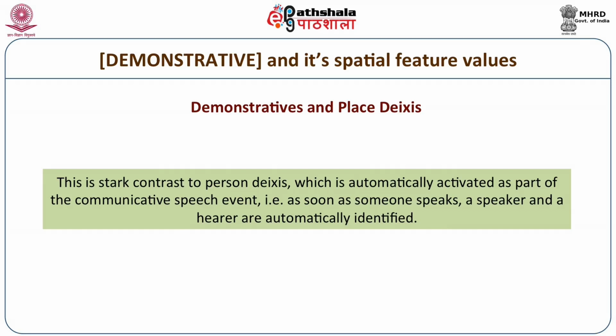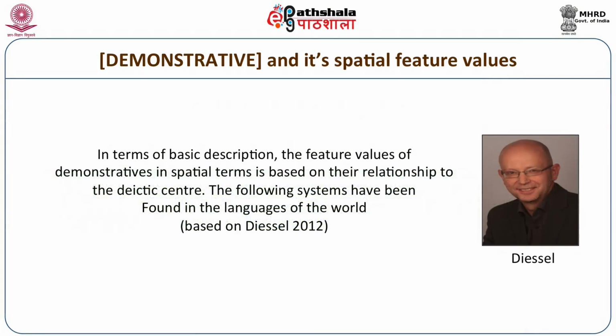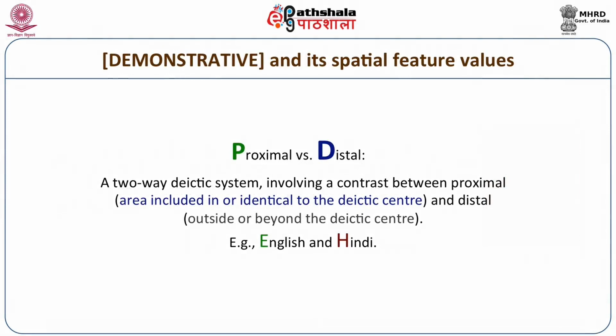As soon as someone speaks, a speaker and a hearer are automatically identified. The feature values of spatial demonstratives are based on their relation to the deictic center. In the languages of the world, the following systems have been found. So languages can make a distinction between proximal demonstratives versus distal demonstratives. This is a two-way deictic system involving a contrast between the area included or identical to the deictic center, the proximal demonstrative, and distal, outside or beyond the deictic center. English and Hindi are two examples of these languages.